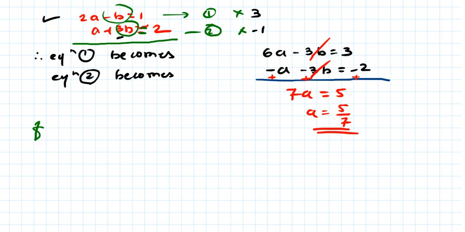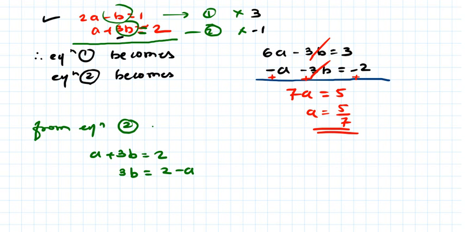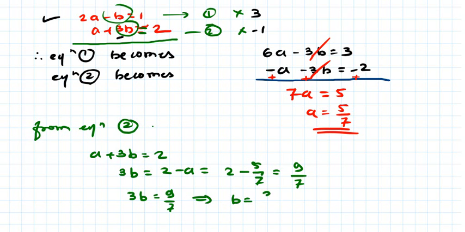So from equation 2, what is equation 2? A plus 3b equal to 2. So we get 3b equal to 2 minus a, that is, put the value for a as 5 by 7, this will be 14 minus 5, that is 9 by 7. So I get the value for 3b is equal to 9 by 7. This implies b equal to 3 by 7.